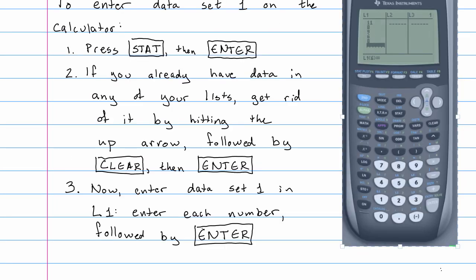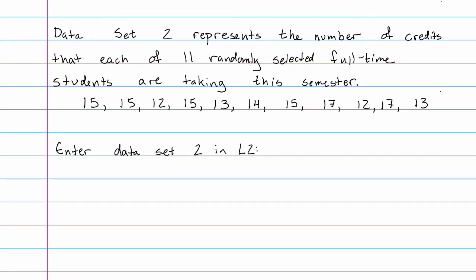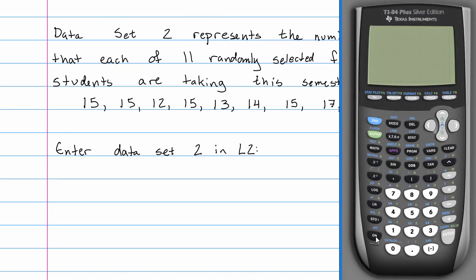Now that we've finished entering data set 1 on the calculator, let's go on to data set 2. Data set 2 represents the number of credits that each of 11 randomly selected full-time students are taking this semester. We're going to enter data set 2 in L2. To do that, first we're going to hit the right arrow to get into L2.